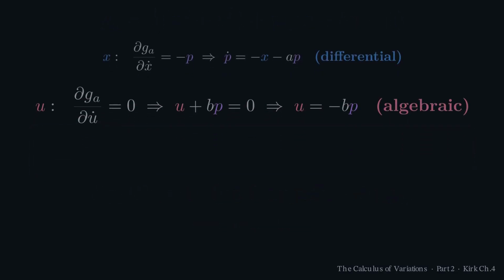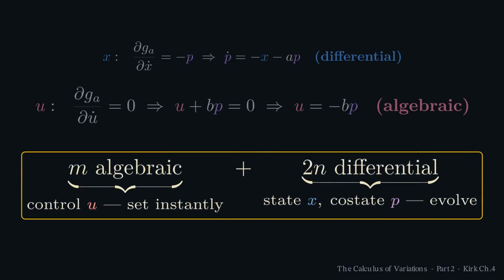States and co-states carry their rates into g minus a, so they keep the d by dt term. They are differential, they evolve. The control's rate is absent, so its term dies. Its condition is algebraic, a knob you set instantly. m algebraic conditions, 2n differential equations. The skeleton of every optimal control problem.